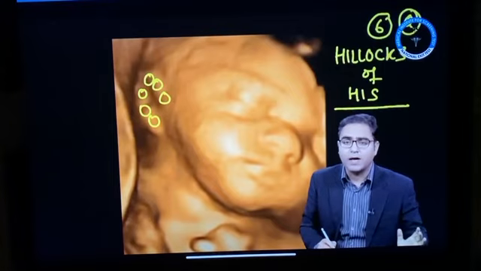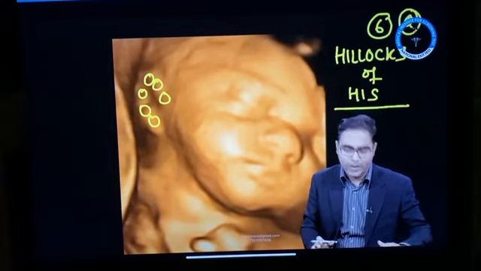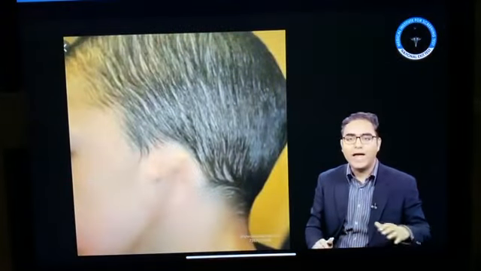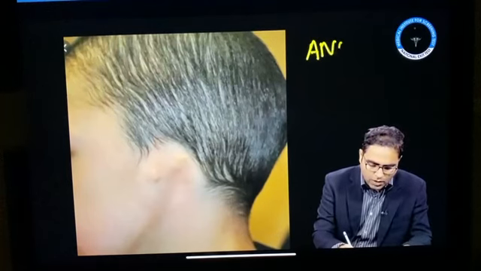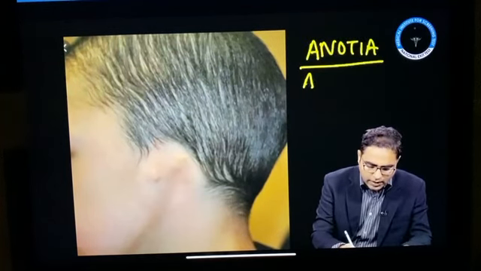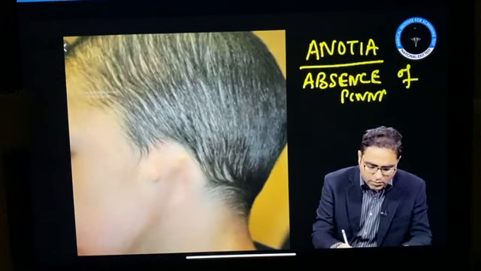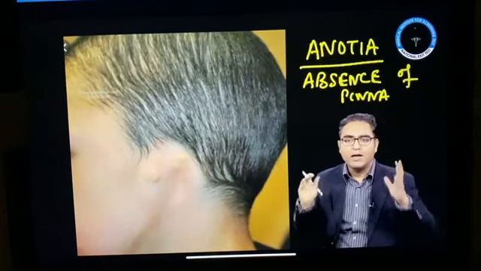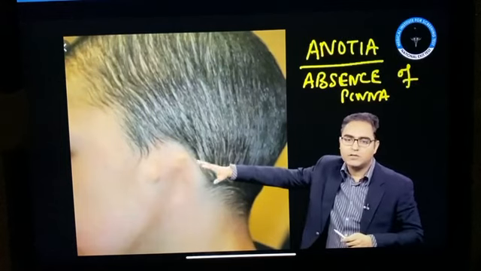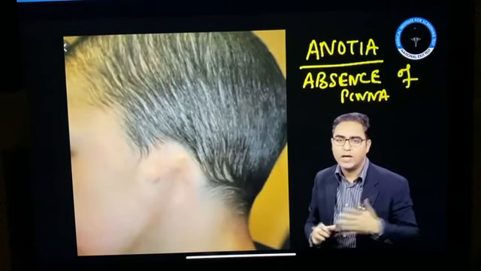Now, sometimes the pinna will be totally absent. Okay, write down. What is the name of the disease? That is called anotia. A-N-O-T-I-A. Anotia is absence of the pinna. Total pinna is absent. I think you can see over there that there is no pinna formed at all.